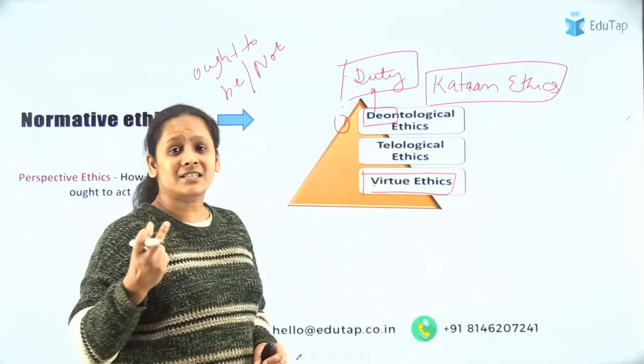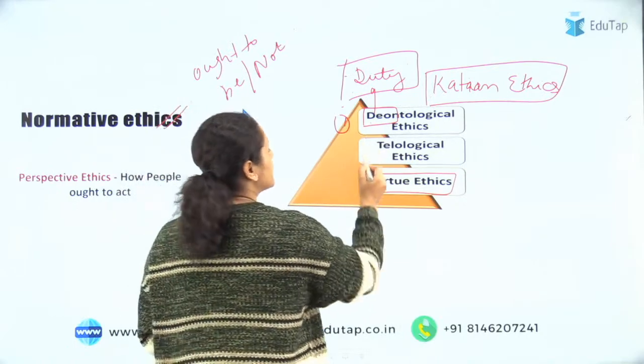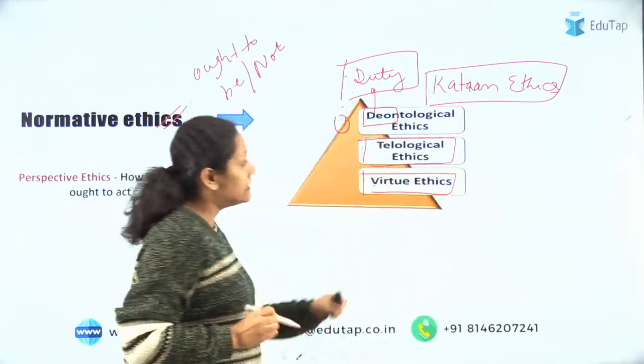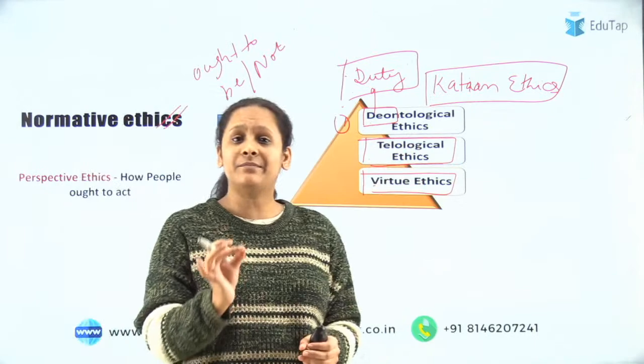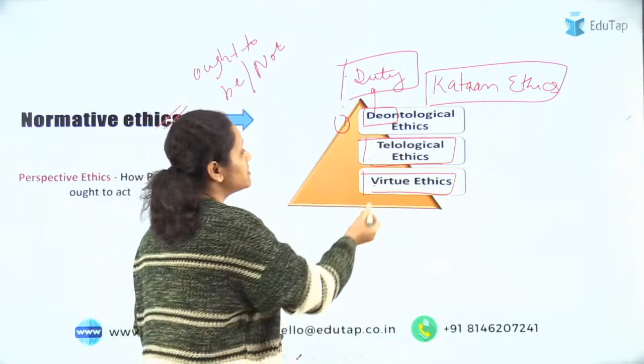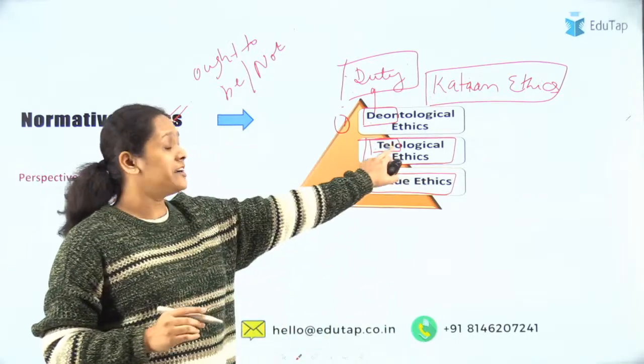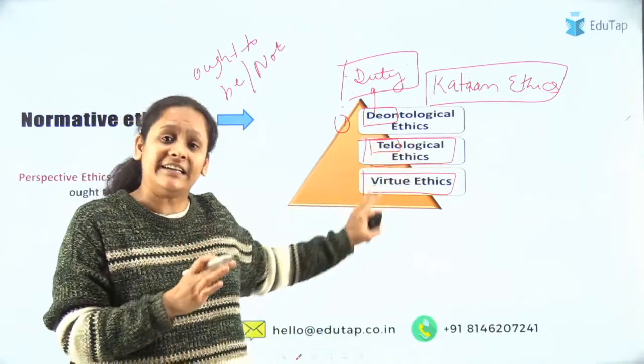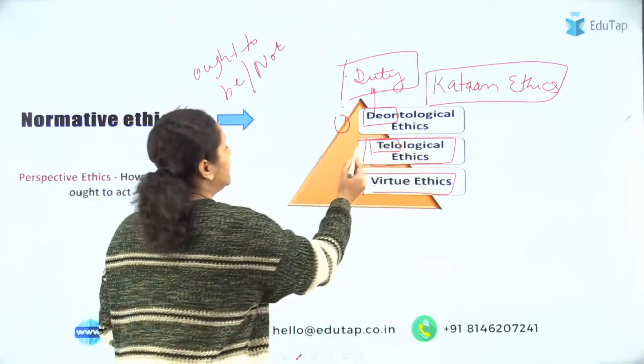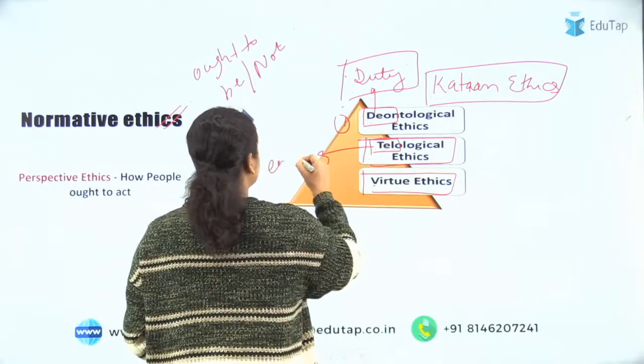Now, the next type of ethics is known as teleological ethics. Again, the word teleological can be broken into two parts. What are these two words? The first word is telo. Now, what does this word telo mean? Again, telo is a Greek word. It means end results.